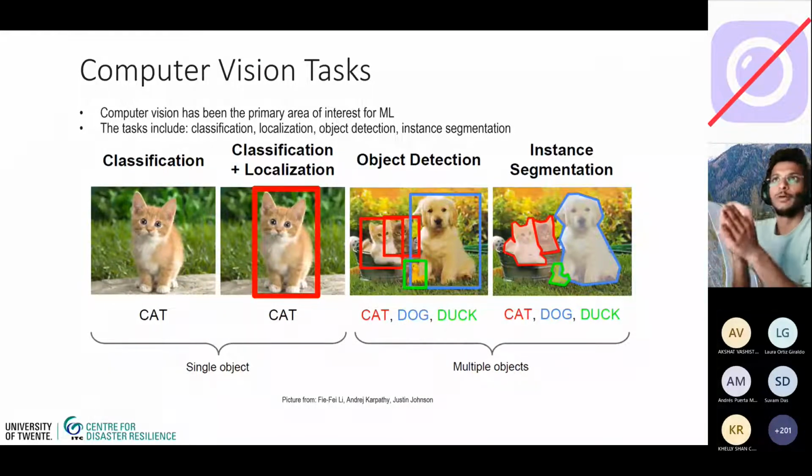Just to give you an overview, what is a computer vision task? Computer vision has been the primary area of interest for machine learning. There are basically 4 types of computer vision tasks. One is classification, where we want to know that this is, for example, a cat. Then localization gives you a bounding box. Then there is object detection: there are some cats, dogs, and ducks, so it tells you what they are and also gives you a bounding box. But instance segmentation tells you what they are and also draws boundaries around them, which is what we are going to do for landslides.